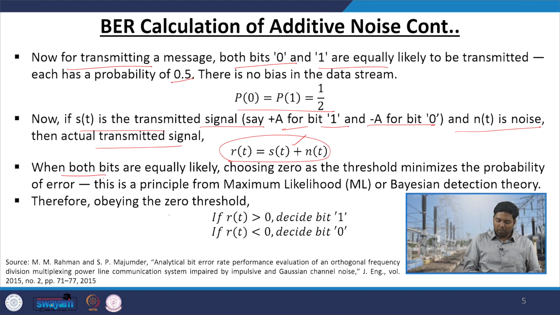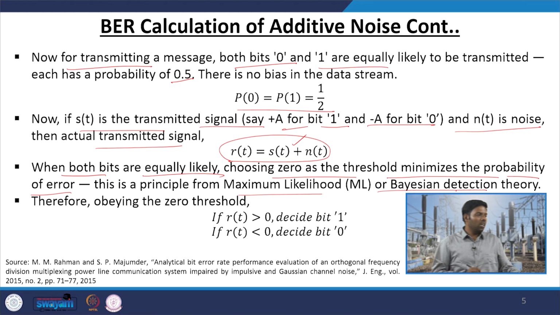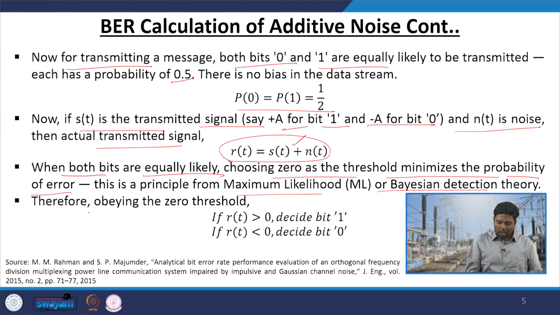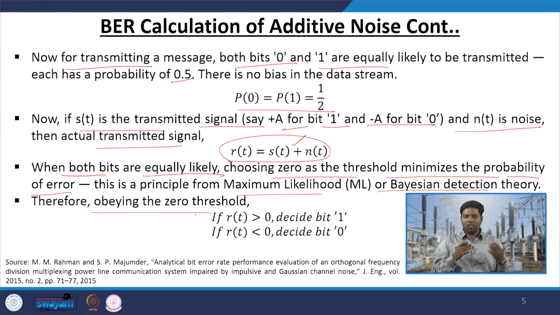So, when both bits are equally likely, choosing 0 as the threshold minimizes the probability of error, that is called the maximum likelihood or Bayesian detection theory. Okay. So, if you set a 0 threshold by this Bayesian detection, then if RT is greater than 0, that means if it is more than the threshold, then decide the bit will be 1. Okay. And if RT is less than 0, then decide the bit to be 0.